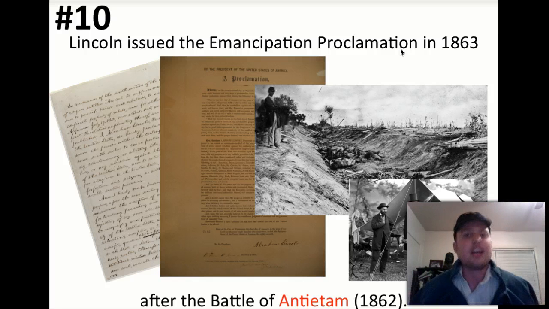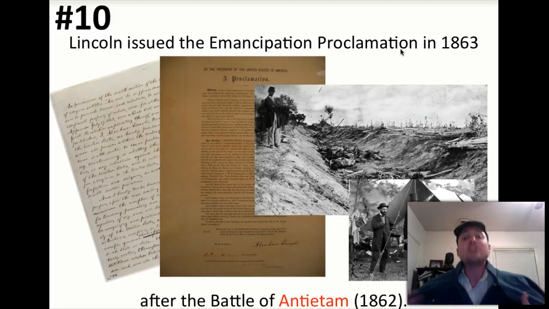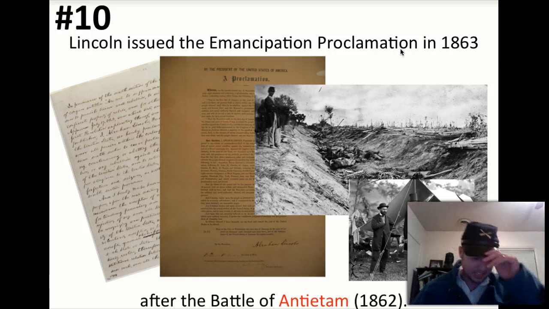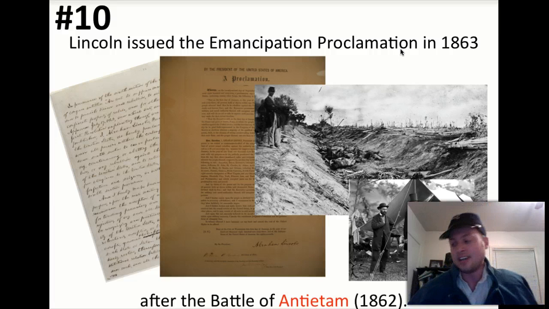Now, remember I said that a lot of the Union commanders lost their battles? Well, Antietam was like a tie, maybe a win for us. So with that good news, Abe Lincoln issues the Emancipation Proclamation. Now, everybody says, oh, I know that one. That's the one that frees all the slaves, right? Well, actually, it's kind of tricky.